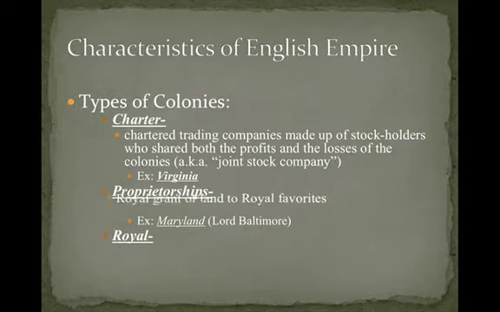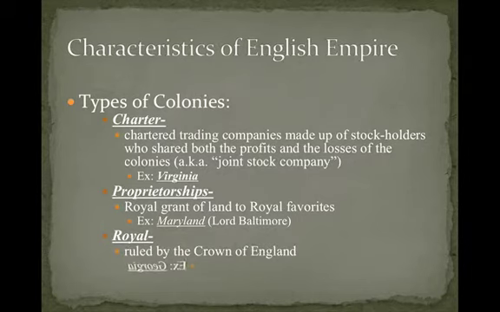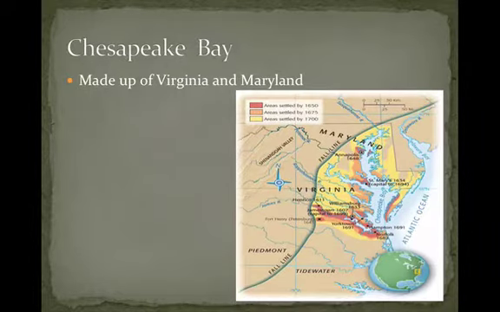A second type of colony is going to be called a proprietorship. All right, this is going to be a royal grant of land to some of the king's favorites or the royals' favorites. So an example of this would be Maryland in the case of Lord Baltimore. We're going to be covering Maryland in depth a little bit later. A royal colony is going to be ruled by the Crown of England or the King of England, in this case, Georgia.